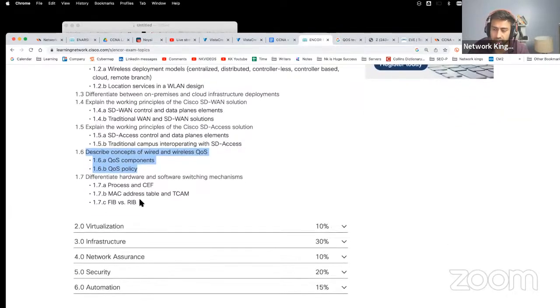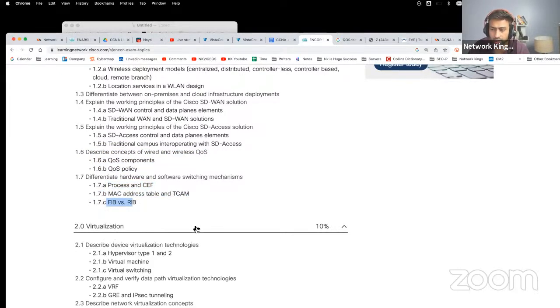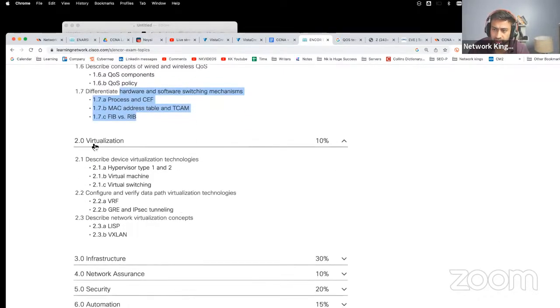Then we are going to learn about CEF, MAC address table, TCAM, FIB and RIB. So you are going to understand the switching techniques. Then there is a virtualization topic here. I'm going to show you how to deploy VMware. Nobody covers that in CCNP Core, but I always try to help people understand practically.